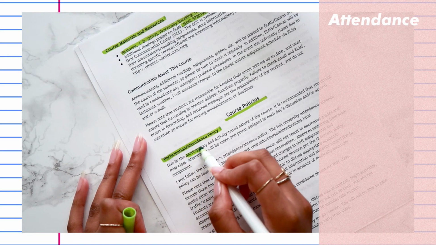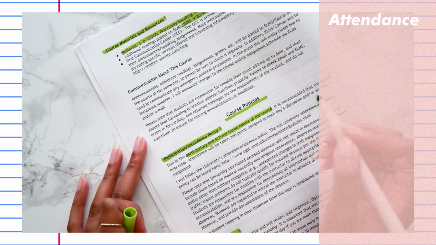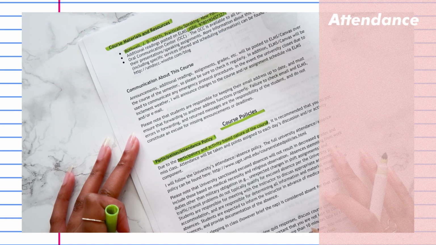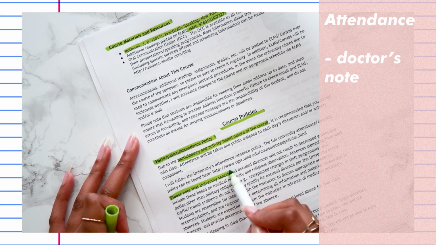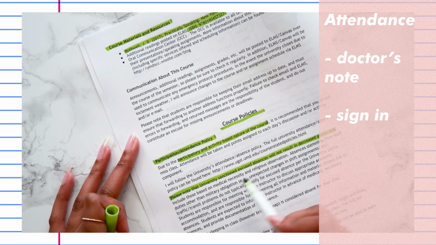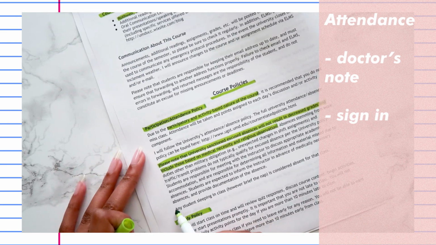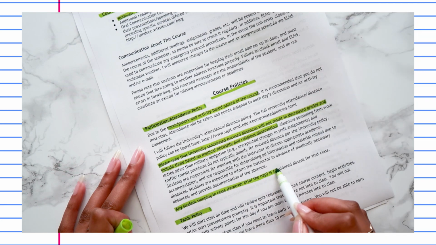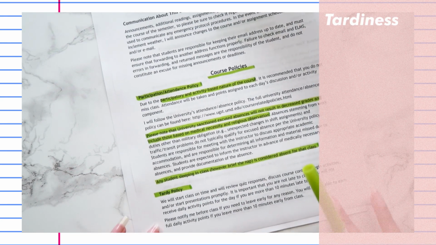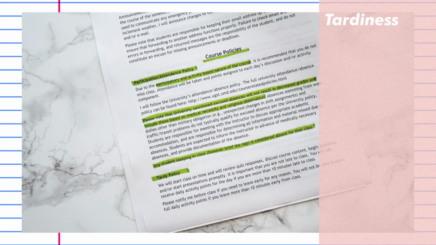As far as attendance goes, you want to know, is attendance a part of your grade? If you're sick or something like that, do you need a doctor's note when you come back for class? Do you have to sign in every day for class as a part of accounting for attendance and knowing that you're in the class? And then you have tardiness. So tardiness is also important to know. Some professors are really strict about being late to class.